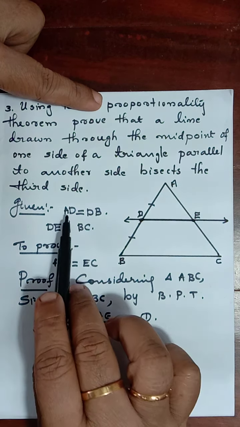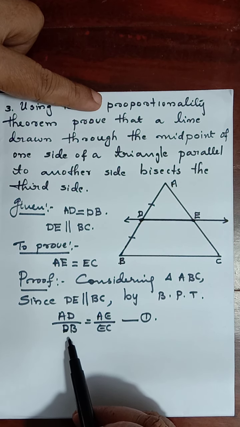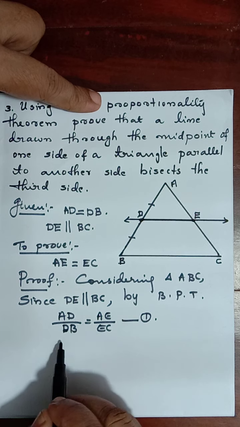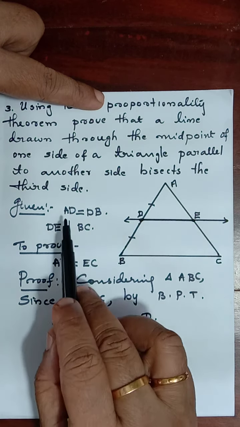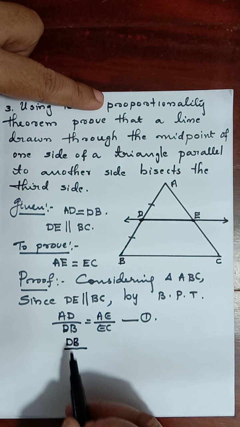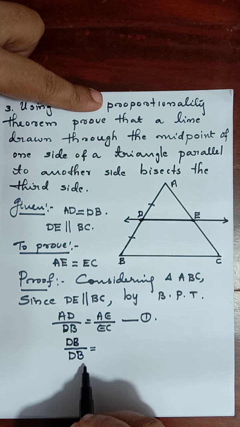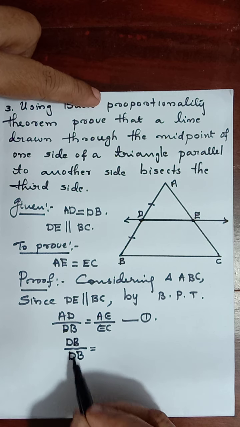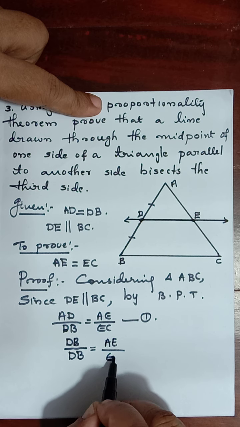Now look, AD is equal to DB is given to us. AD and DB are equal. So instead of AD, shall I write DB? Because they are equal. AD is equal to DB. So instead of AD, I am going to write DB. This is also DB. Don't change DB as AD. Both same, both equal. That means it's equal to AE by EC.